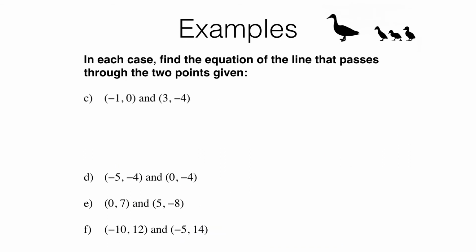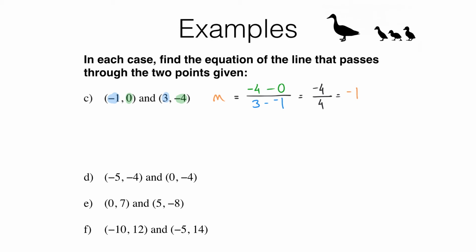For example C, I'm going to start you off and then let you complete the question for yourself. First, let's find the gradient. That's m, and that is going to be the change in y divided by the change in x. So I could do that as follows. I'm going to do the change in y, that's -4 minus 0, and divide that by the change in x, which is 3 minus -1, which gives me -4 in the numerator over 4 in the denominator, and that simplifies to -1. So my gradient is -1.